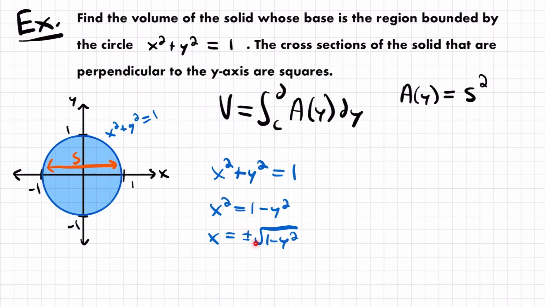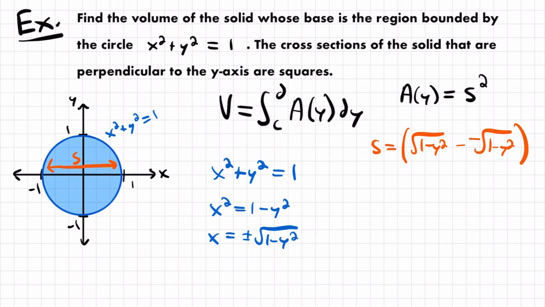Okay, and so the positive square root of 1 minus y squared will represent this half of the circle for the positive values of x, and the negative square root of 1 minus y squared will be this side of the circle for the negative values of x. Okay, and so if we want to know what s is equal to, we can subtract the lower boundary, or the lower half of the circle, from the upper boundary, or the upper half of the circle. Okay, so we would say that s is equal to the positive square root of 1 minus y squared minus the negative square root of 1 minus y squared.